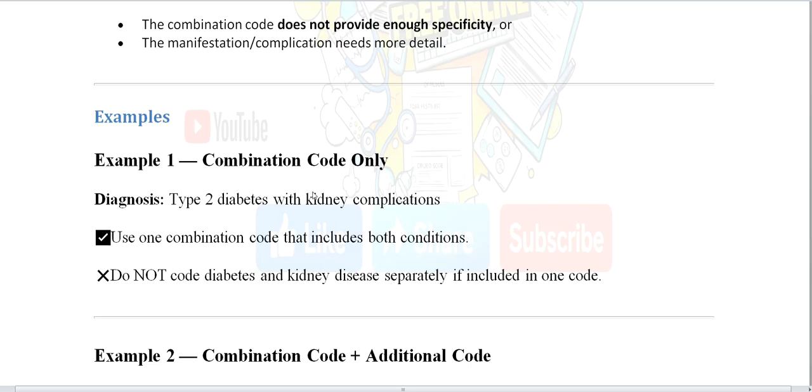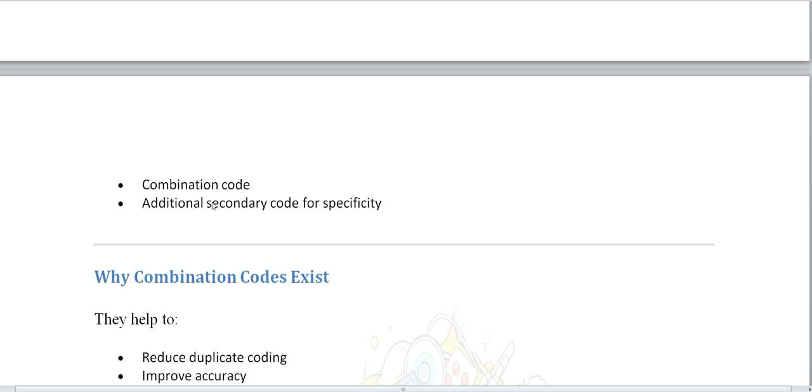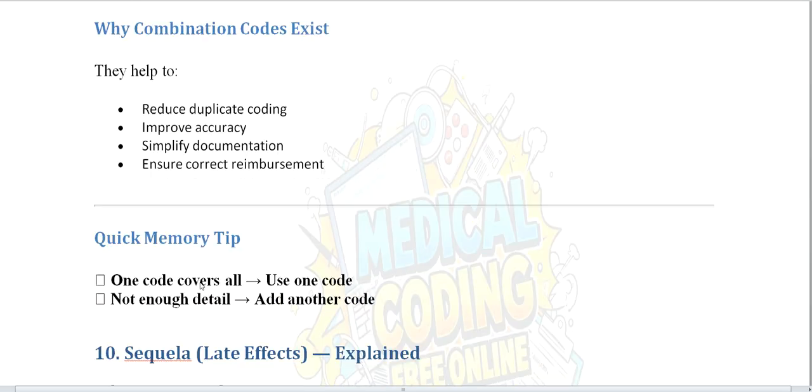For example, combination code only. Diagnosis: type 2 diabetes with kidney complication. Use one combination code that includes both conditions. Do not code diabetes and kidney disease separately; include them in one code. For example, combination code plus additional code: if the combination code does not specify the exact complication, use the combination code and an additional secondary code for specificity. Why do combination codes exist? They help to reduce duplicate coding, improve accuracy, simplify documentation, and ensure correct reimbursement.